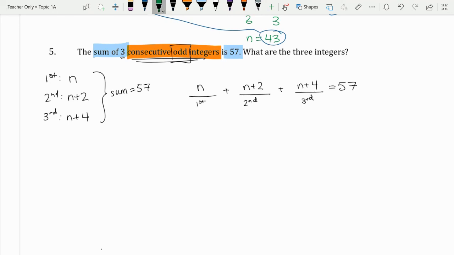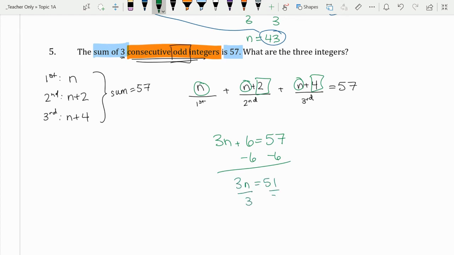After we have our equation set up, what we're going to do is we're going to combine like terms. So once again, I have 3n, and then I'm going to combine 2 and 4 together to get 6 equals 57. This is something we can solve. So we're going to subtract 6. We're going to get 3n equals 51. We're going to divide by 3, and we're going to get n equals 17.